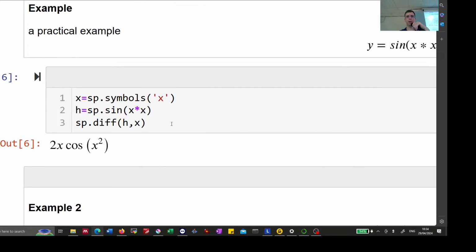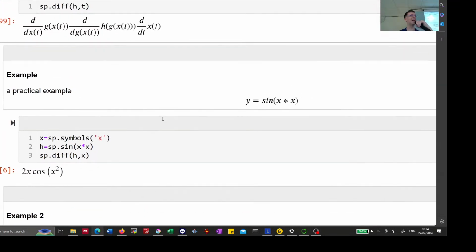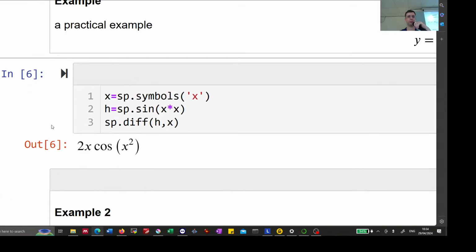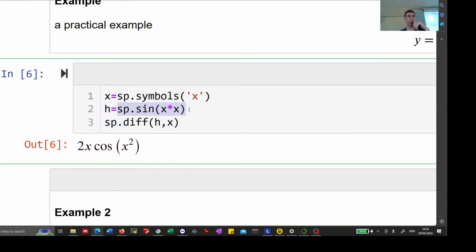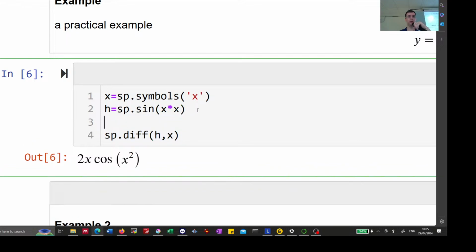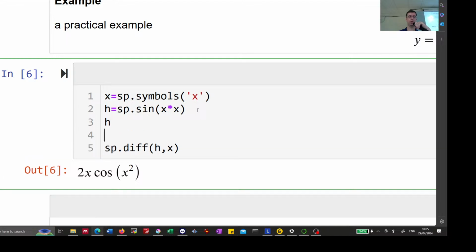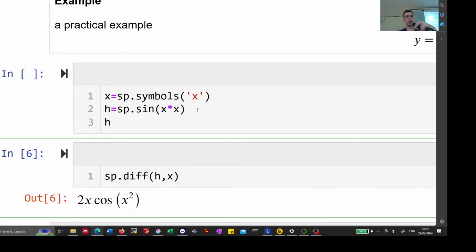So some practical example, a little bit less abstract, right? Did you ever take the derivative of sine x squared? No, right? Why would you? But let's do it. So we have here a symbol x, we have sine of x squared, and then we differentiate the function with respect to x. How about first we look into h, and then take the derivative.